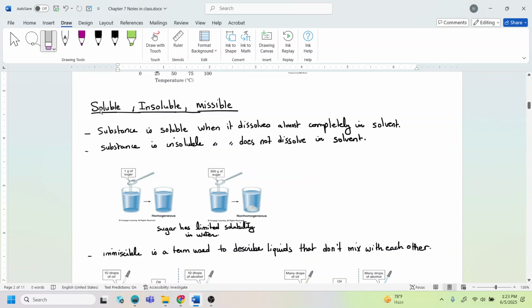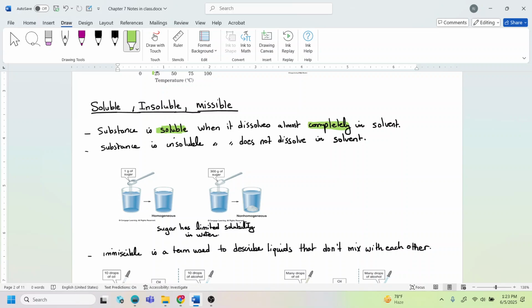So let's define the terms soluble, insoluble, and miscible. Soluble and insoluble are used to define the solubility of solid solutes. If you have a liquid solute, then you're going to use the term miscible. The term soluble is given whenever a solute is completely dissolved in a solvent.